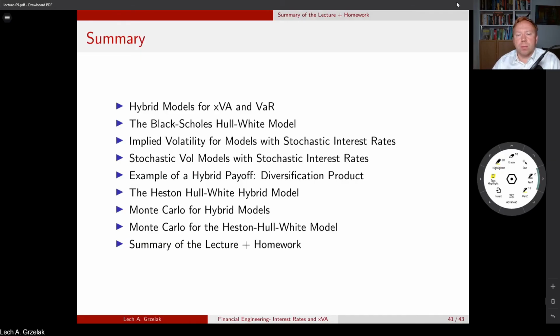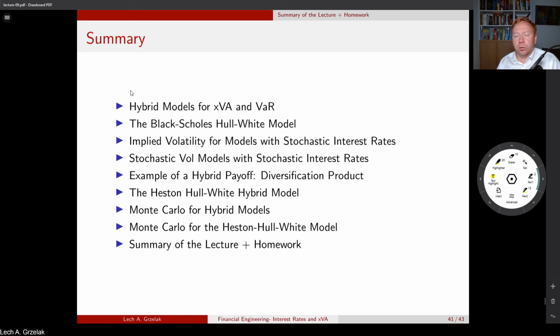Now is the time to summarize what we have learned in today's class. We've concentrated today on hybrid models, and I have shown you rather simple models like Black-Scholes-Hull-White, and later we moved to more advanced models like Schobel-Zhu-Hull-White and Heston-Hull-White. Those two hybrids were different with respect to Black-Scholes because they allowed for stochastic volatility.